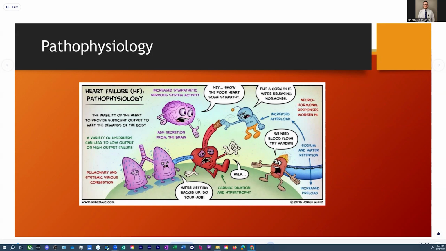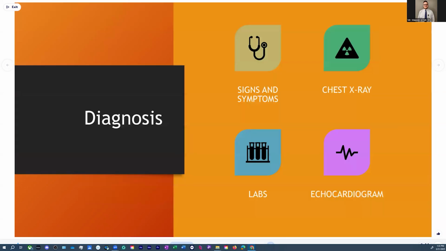It's the body just trying to help itself, the kidneys are anyway, by trying to increase cardiac output. But over time, all it really does is increase fluid and send someone into fluid overload. That's a really normal pathophysiology path.